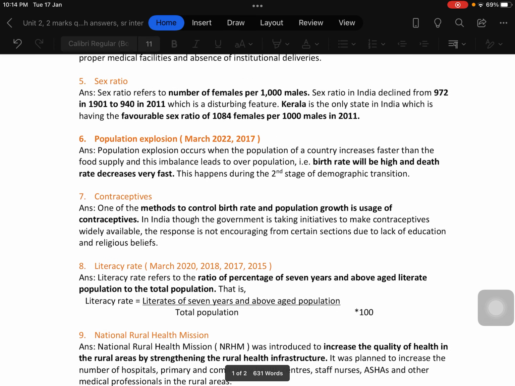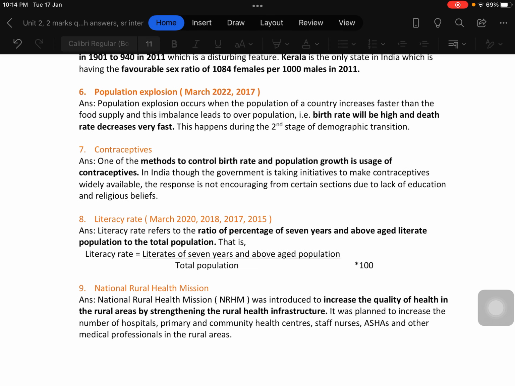Okay, the next question is literacy rate. This question also has been asked several times, March 2020, 2018, 2017, 2015. That is, out of the total population, what is the percentage of population aged 7 years and above who are literate? That is how the literacy rate is calculated. So literacy rate refers to the ratio of percentage of 7 years and above aged literate population to the total population, which is mentioned in the form of a formula. Literates of 7 years and above aged population divided by total population multiplied by 100. It's a printing mistake. Please make a note of it. It is multiplied by 100.